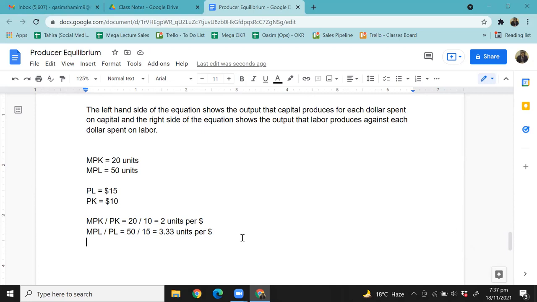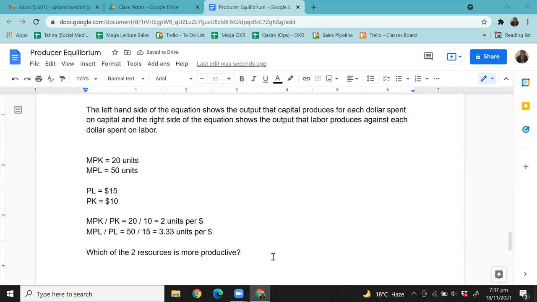Now, which of the two resources is more productive? Or you can simply say more productive or cheaper, right? Productive would be a better word. Like in terms of cost, which of the two resources is more productive?